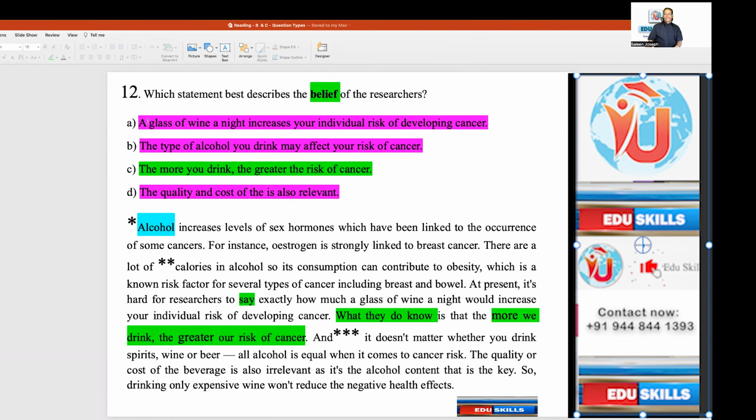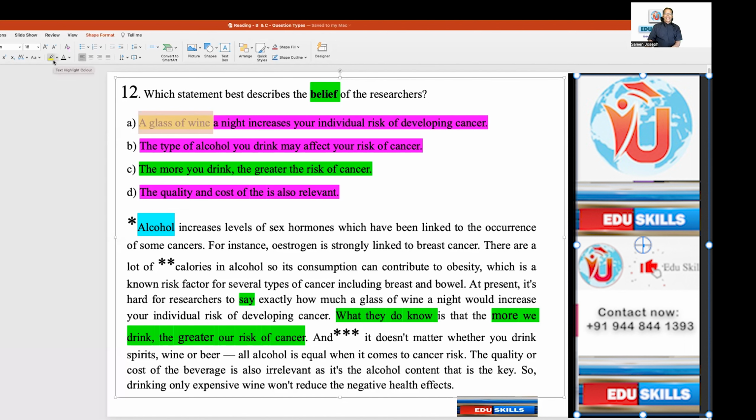Here, if you want to eliminate: a glass of wine a night increases your individual risk of developing cancer. It's not a glass of wine. Any alcohol increases the risk of cancer. The topic sentence speaks of any. That's why I have given 1 star here. This is the common term, as I said, painkillers. The other one, a glass of wine, is paracetamol. When the topic sentence speaks about alcohol, it's the common term. And the answer option speaks about a particular wine. So that cannot be the answer.